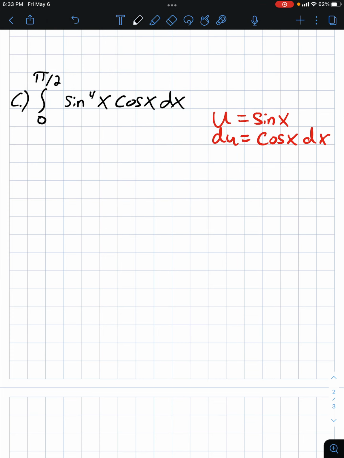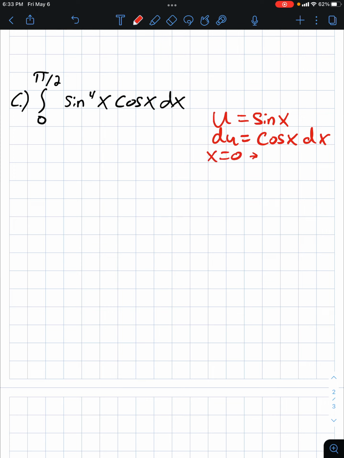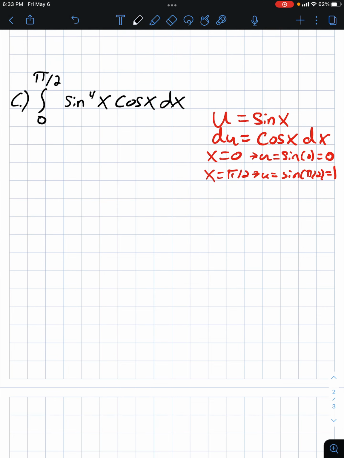So when x is equal to 0, u is equal to sine of 0, which is equal to 0. And when x is equal to pi halves, u is equal to sine of pi halves, which is equal to 1. So now we found our new boundaries and our u and du. We can now solve this problem.